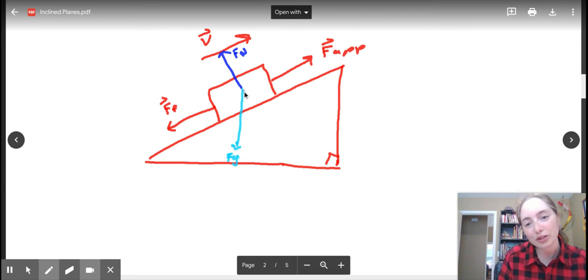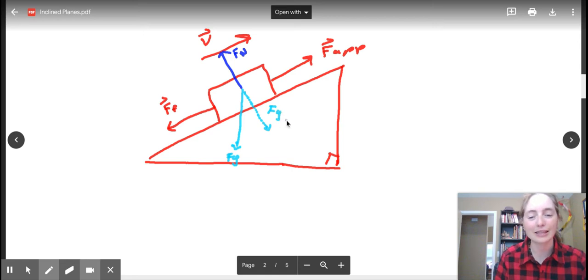So what you can do, I'm going to break gravity into two different vector components. This, ladies and gentlemen, is Fg perpendicular. Now remember that these two perpendicular lines here just mean perpendicular.